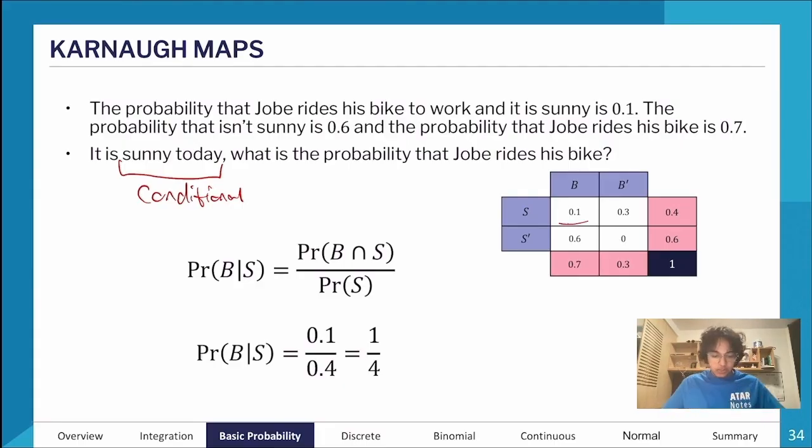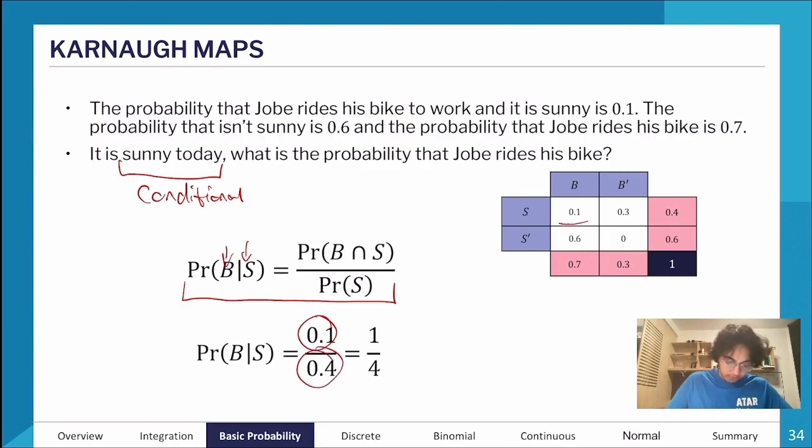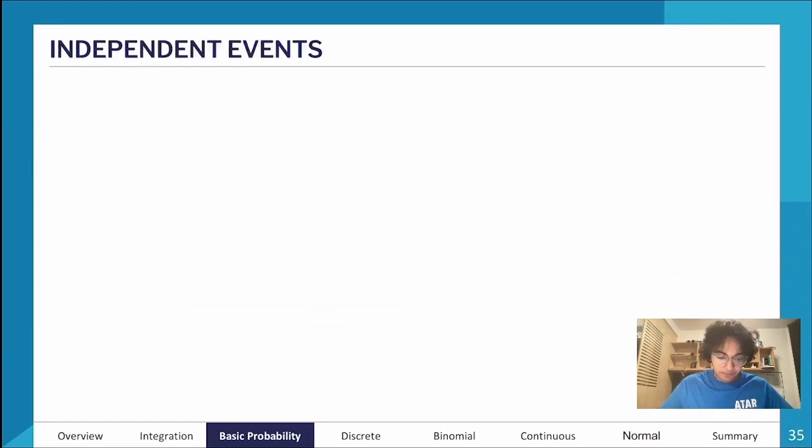So what we need to do is use our conditional probability equation. So riding bike, given that it's S, right? Given that it's sunny. So on the top, we want to know the intersection between B and S, and I said that was 0.1, so we write 0.1. The probability that it's sunny is 0.4, and so simplifying it, we'll just give 1 on 4, or a quarter, or 0.25. But yeah, I've always found these tables to be helpful for these conditional probability questions, mainly.